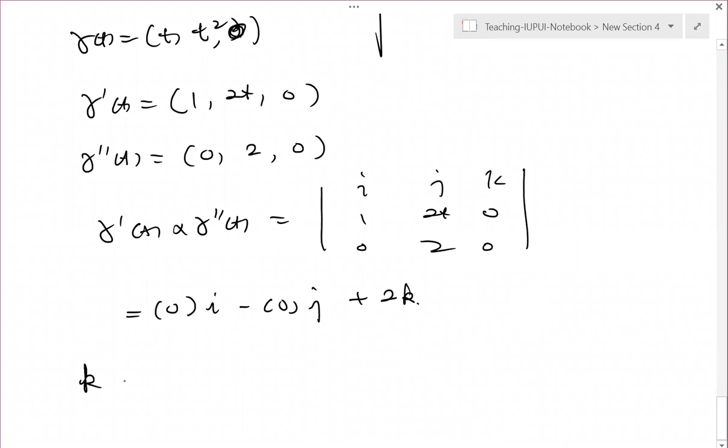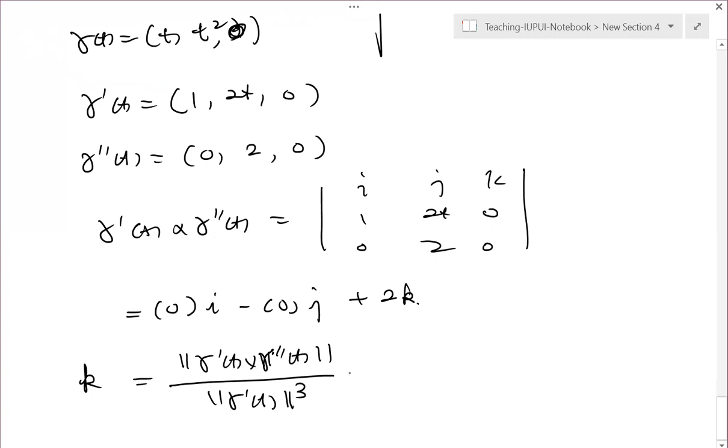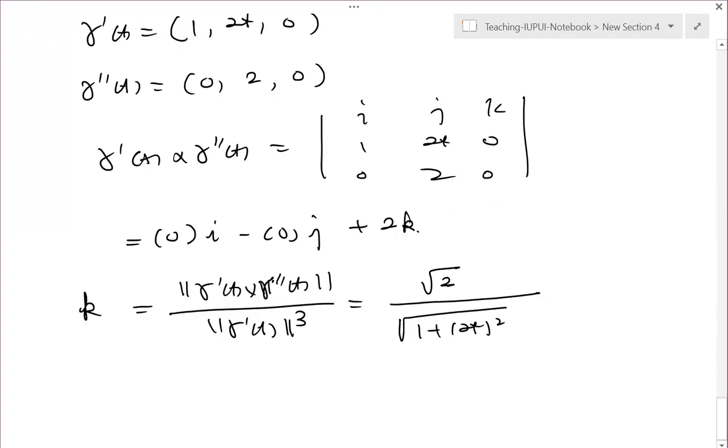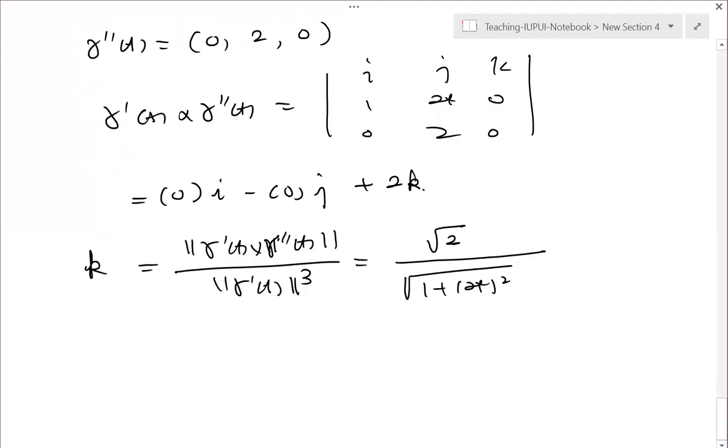So the curvature at gamma t is going to be the length of the cross product divided by this. The length of the cross product is square root of 2, and the length of gamma prime is the square root of 1 plus 2t squared. So you get a curvature like that. t is not the arc length, I have to say that. That's okay. So this is a curvature.